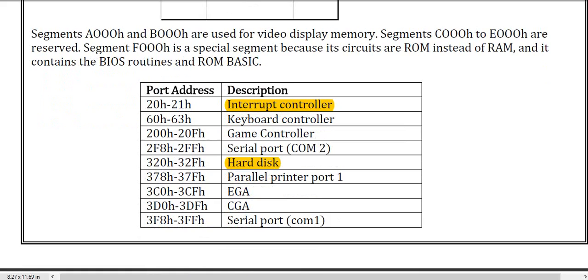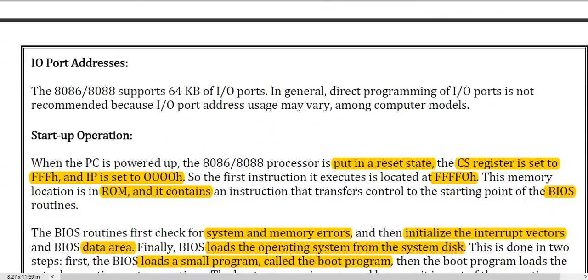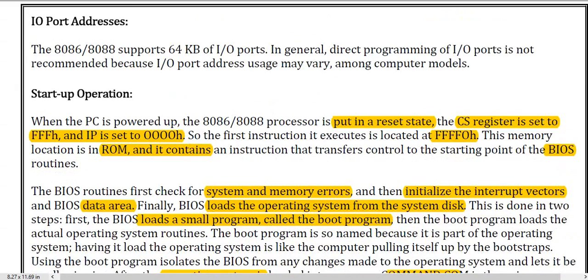Here are some port addresses and descriptions. 20 and 21 are for the interrupt controller. Here 320 to 32F is for the hard disk section. You can take a snap of this diagram. Now the I/O port addresses.